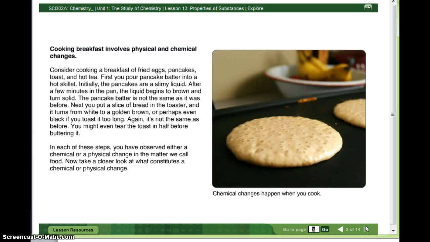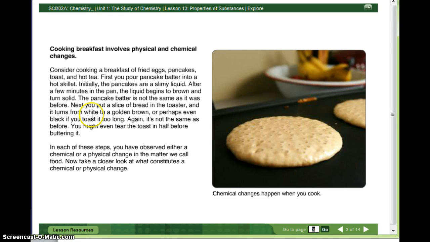Cooking breakfast involves physical and chemical changes. Consider cooking a breakfast of fried eggs, pancakes, toast, and hot tea. First, you pour pancake batter into a hot skillet. Initially, the pancakes are a slimy liquid. After a few minutes in the pan, the liquid begins to brown and turn solid. The pancake batter is not the same as it was before.